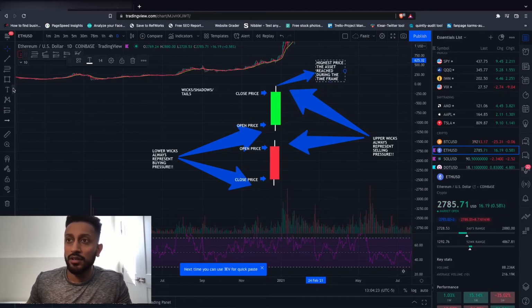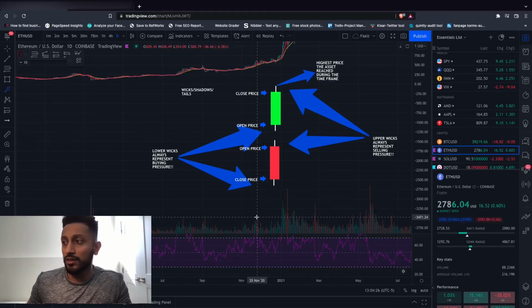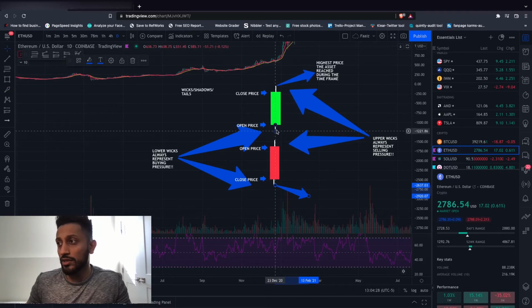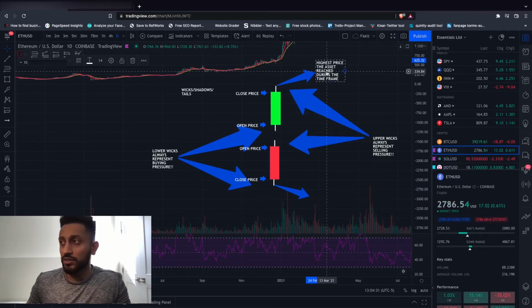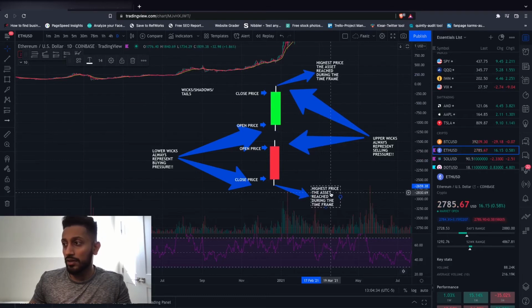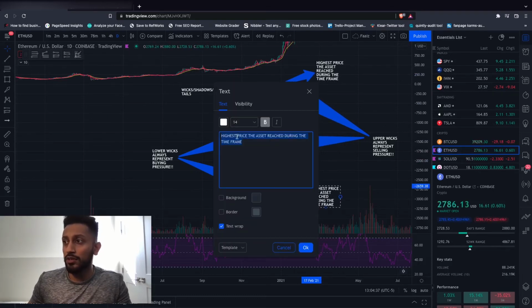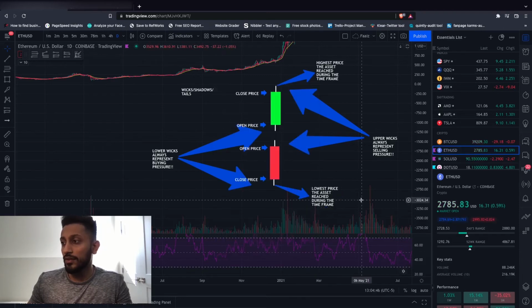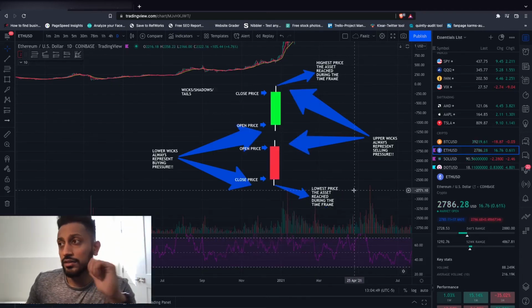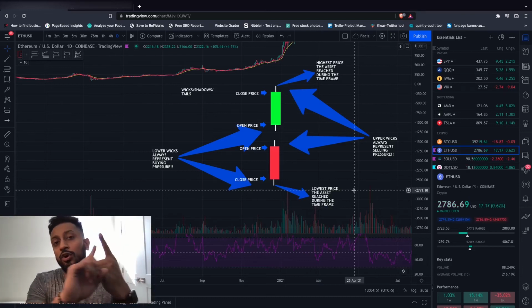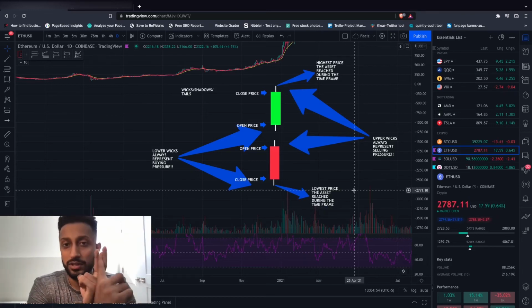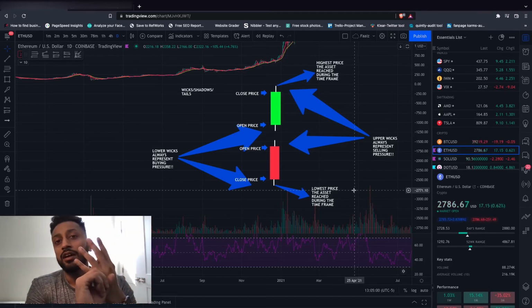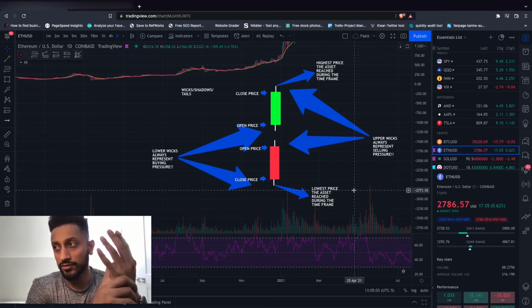Similarly, if we look at the bottom here, the red or the green candle both work the same. The wicks work the same with the high and the low. So the lowest point of the lower shadow is the lowest price the asset reached during the time frame. So what data points do we get out of one candle? We get the opening price of an asset, we get the closing price, we get the highest point it reached during that time frame, and we get the lowest point it reached in price during the time frame.